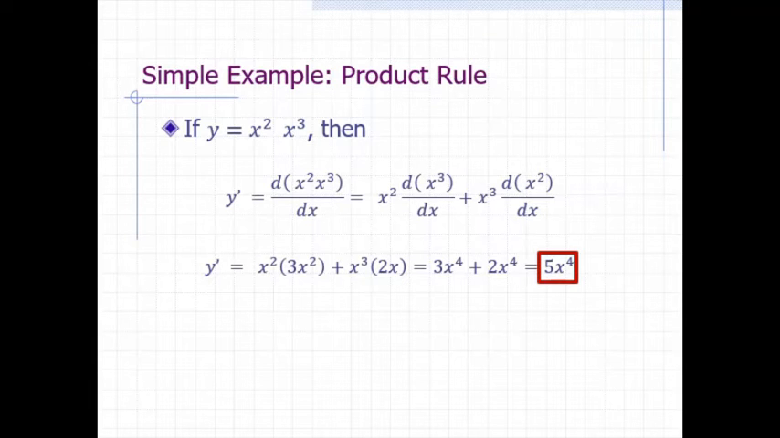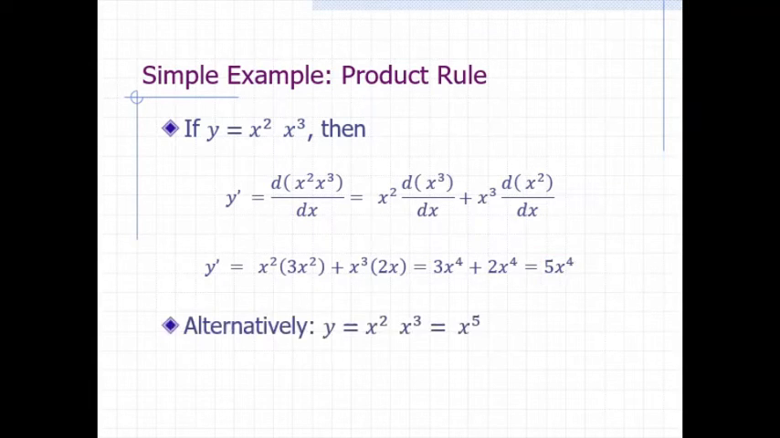Here's another way we could have obtained the derivative. We know that x squared times x to the third is equal to x to the fifth. If we take the derivative of x to the fifth, we get the same answer, 5x to the fourth. It might seem like using the product rule unnecessarily made it more cumbersome to get the derivative. That's just for the specific, very simple example. In general, it would be much more convenient.